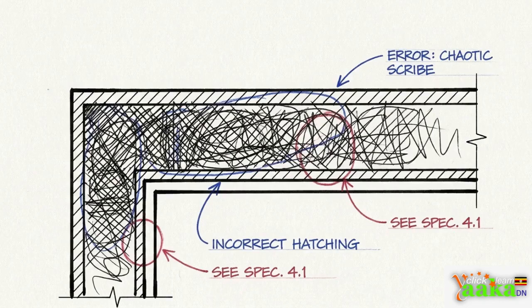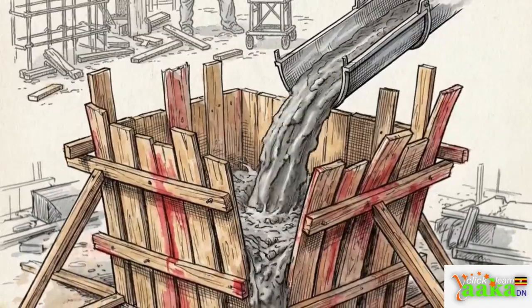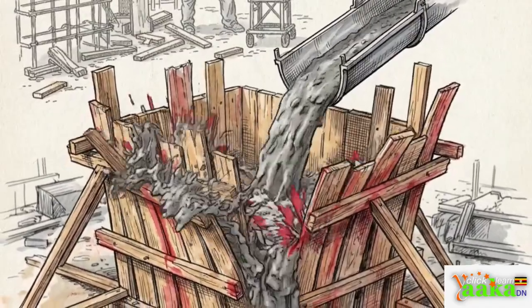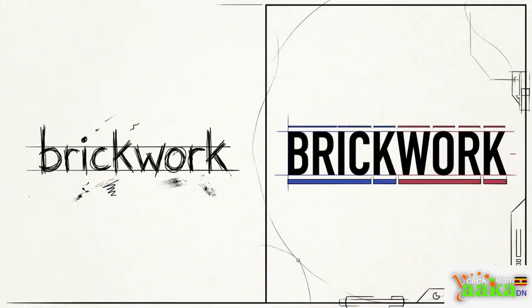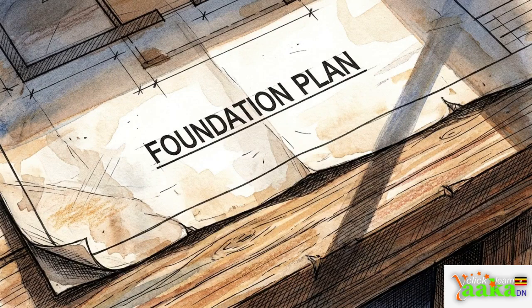Using the wrong symbol or hatching pattern can result in massive failures on site. If you draw the wrong diagonal lines, a contractor might pour heavy concrete exactly where you intended to have lightweight brick. Text formatting has its own strict rules. All lettering must be neat, technical, and exclusively uppercase. This guarantees maximum legibility when a builder is reading a faded printout in the sun.